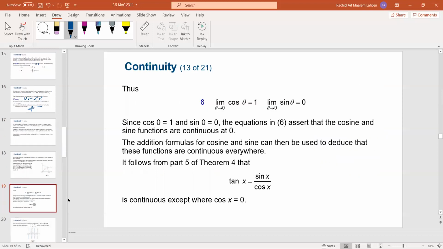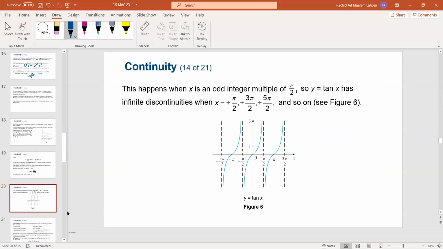So let's summarize. Tangent is not continuous when cosine of x equals 0, because of the denominator. And then you ask when that happens. This is a graph that everybody needs to know: at pi over 2, there is a vertical asymptote. This is a commonly used value. And of course, the period is pi. So if you take pi over 2 plus pi and do a common denominator, that gives you the next one. You subtract pi, you get the next one.